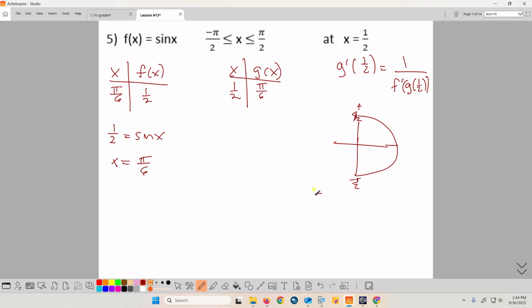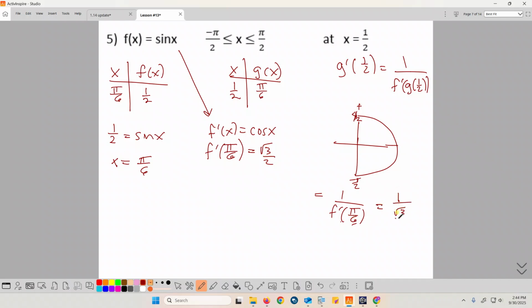I'm kind of running out of room, but that would mean that we get 1 over f prime of pi over 6. And what that means is that we want to take our derivative and plug in pi over 6. So now let's do that. So let's take our derivative. Derivative of sine is just cosine of x in this case. And then if we were to plug in pi over 6, so cosine of pi over 6 is radical 3 over 2. Okay, so that's what we replace right here. And so we end up getting 1 over radical 3 over 2.